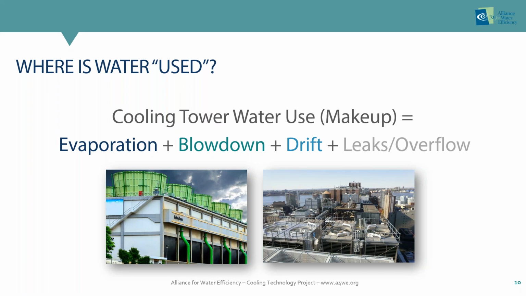The last source I'll point out is water loss that might be due to leaks or overflow. So just like in the back of your toilet, that little lever on a float valve can sometimes be causing the system to continuously fill. You might have leaks or issues with nozzles. So there are other ways that you can manage water waste in a cooling tower system.